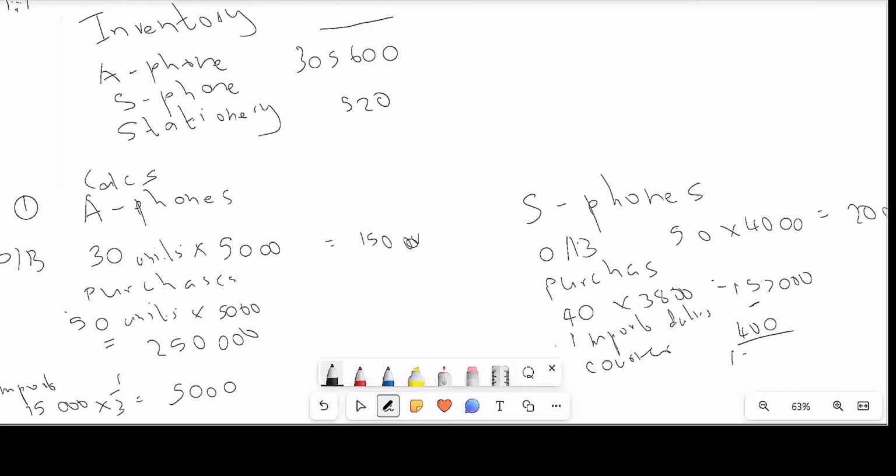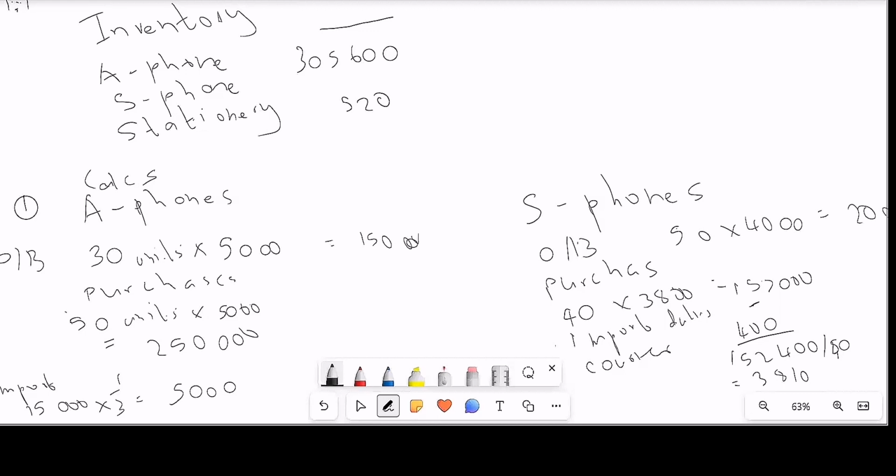152, 152, what, 50 units. Oh, we bought 40. Sorry about that, guys. It's 40. I don't know where my head is at. So it's 40. So the price per unit here will be 3,810. So this is the cost of the purchases.